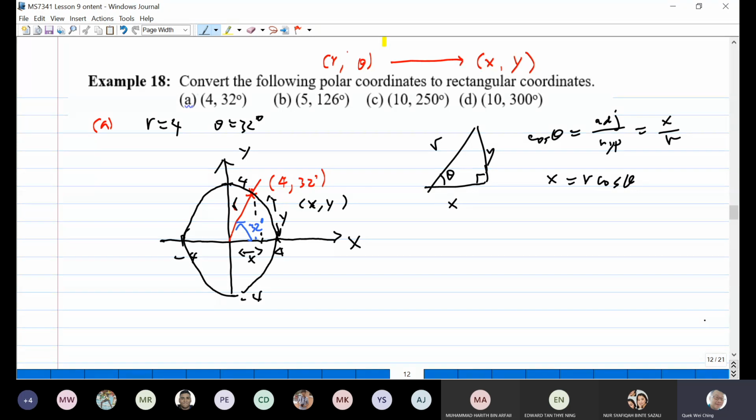Okay, like this. Then x for r is 4 cosine 32. So you get 4 times cosine 32, and you get 3.4. So x is 3.4.